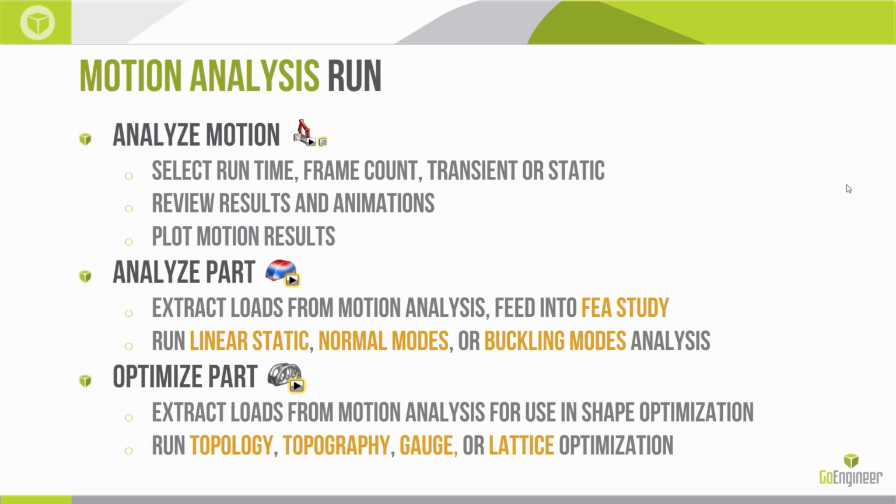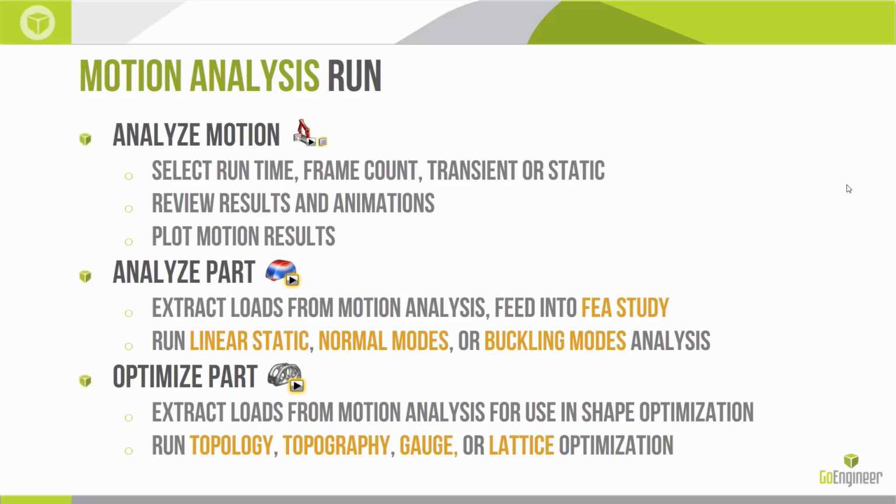The next analysis is the actual shape optimization. This is really what we were after the whole time. We want to optimize this part by either reducing the weight or increasing the factor of safety or avoiding resonant frequencies, etc. We ran the motion analysis to create and extract the load scenarios to feed into the shape optimization.